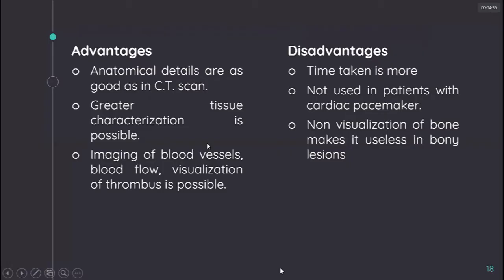The advantages of MRI are that anatomical details are as good as in CT scan, and there is greater tissue characterization, and imaging of the blood vessels, blood flow, and visualization of the thrombus is possible. And a few disadvantages are that more time is taken than CBCT, it is not usable in patients with a cardiac pacemaker, and non-visualization of the bone makes it useless in bone lesions.